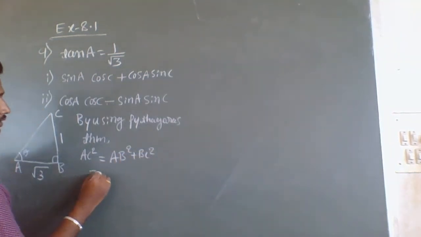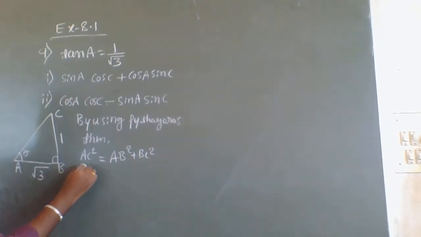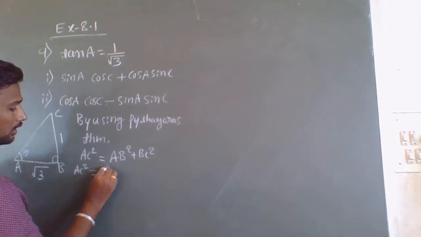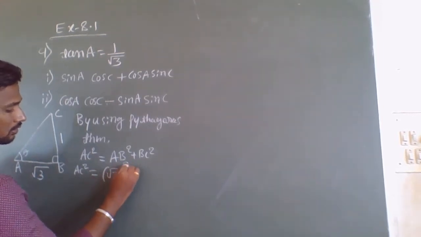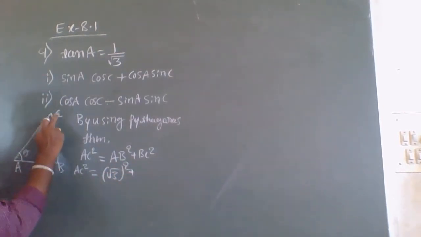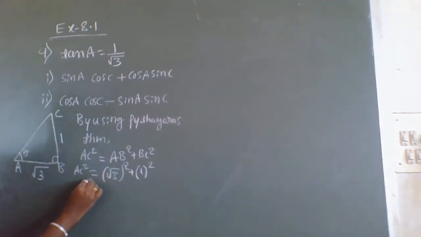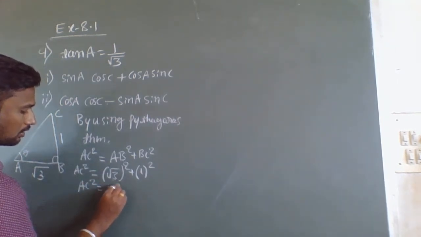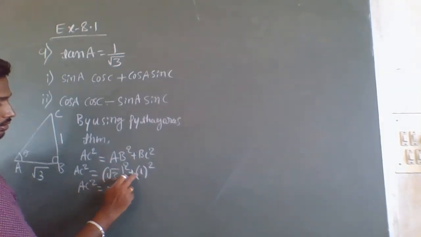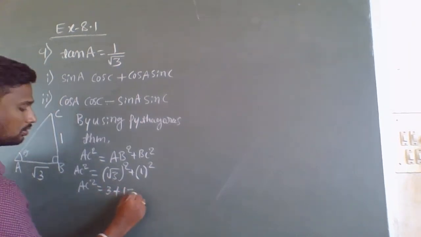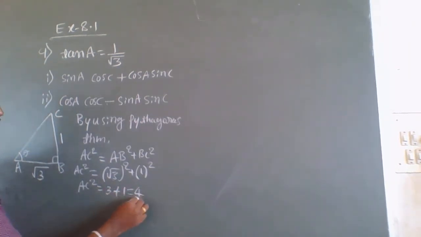So here AB is root 3, so AC square equals AB square plus BC square, which is root 3 square plus 1 square. Root 3 square means 3, plus 1 square means 1. So AC square equals 4, since 3 plus 1 is 4.